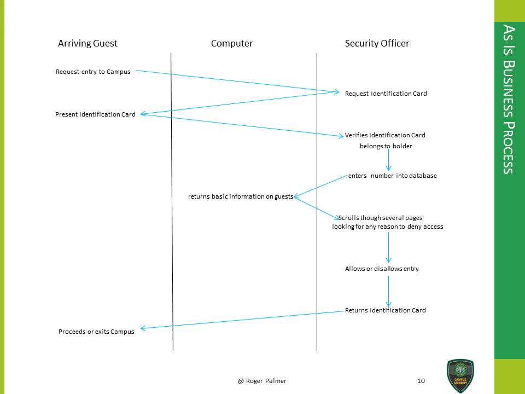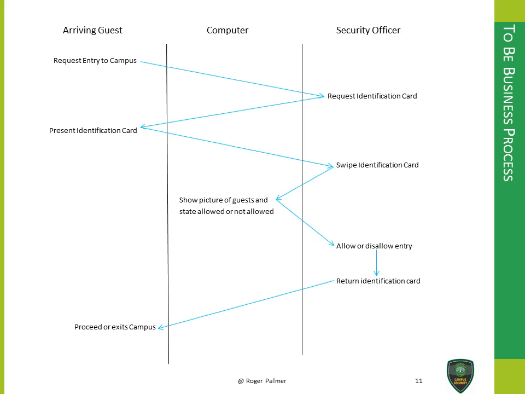This screen depicts the business process as it is currently being done at Jacksonville University. This screen depicts the business process as it would be done with the app in place and working.